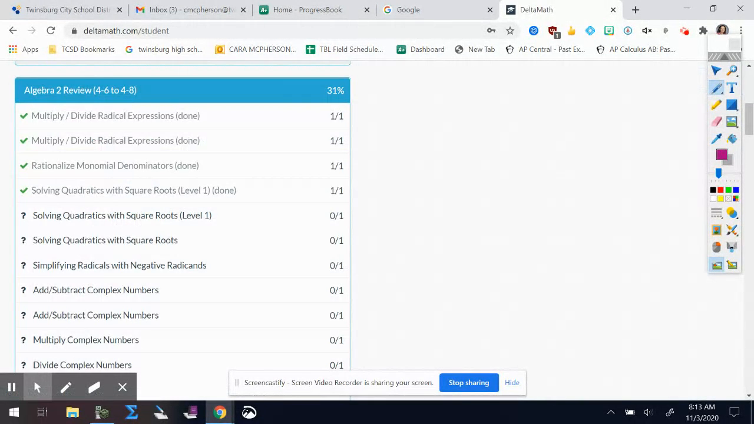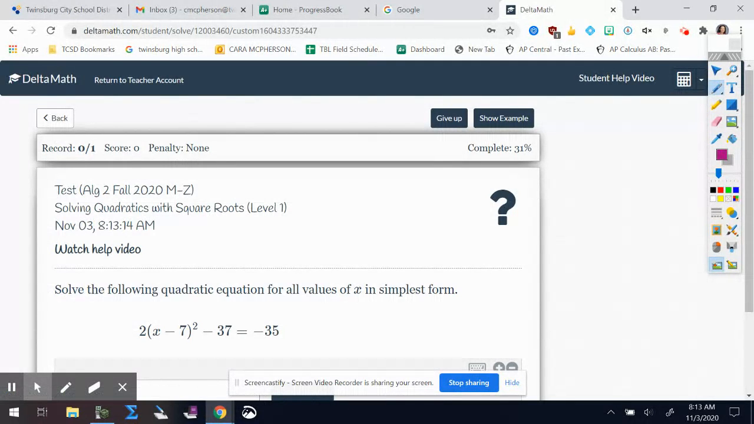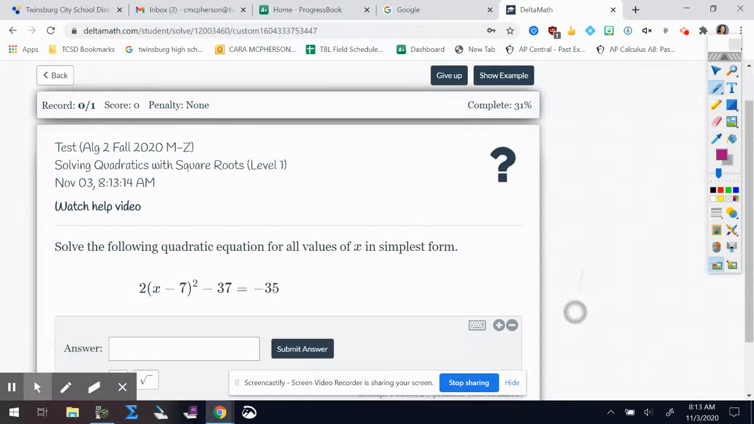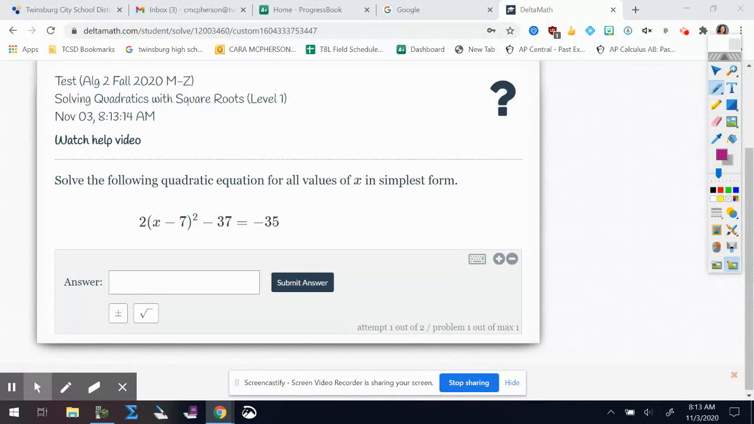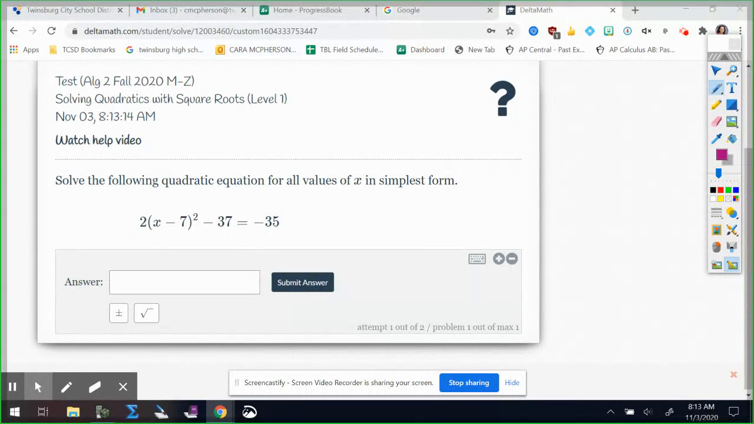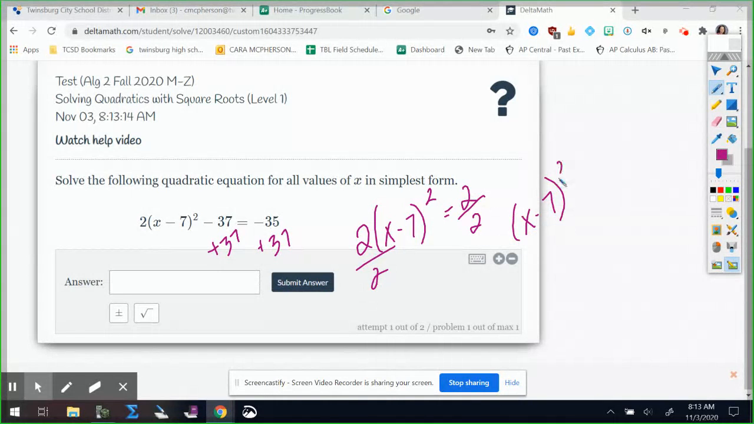All right, next question. Solving quadratics with square roots. This one's a little more involved. It just has more steps to kind of work through. So first thing we want to do is get the x minus 7 squared to be by itself. So we're going to add 37. So you have negative 35 plus 37 is 2. Then we're going to divide both sides by 2. So we have x minus 7 squared equals 1. We're ready to take the square root of both sides. So the square root of 1 is 1. So you get plus or minus 1.